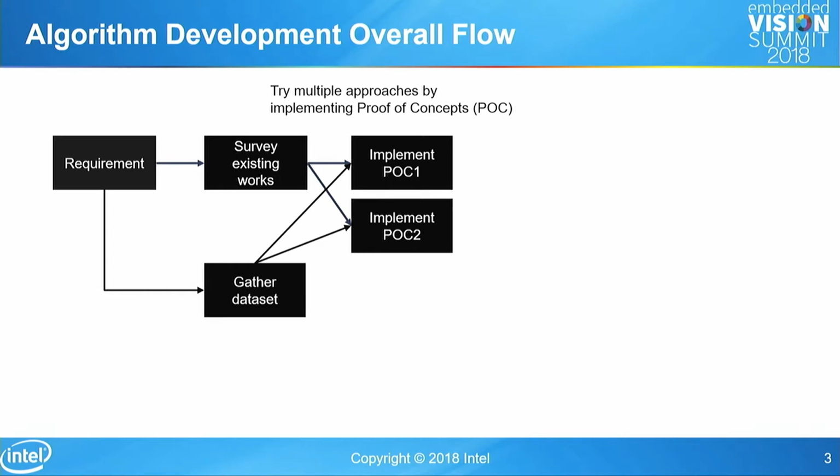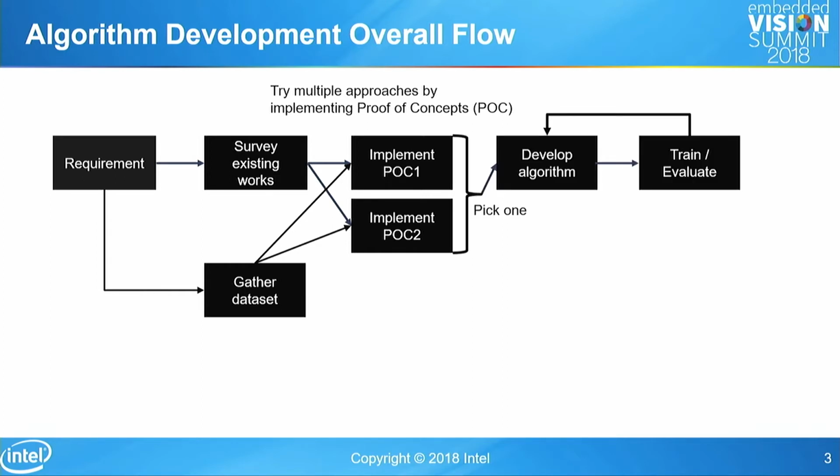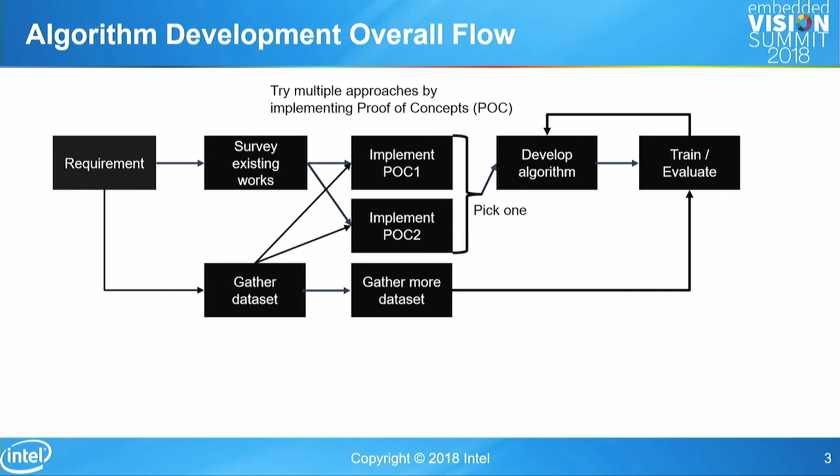After we understand the pros and cons of each approach, then we pick one. And based on that, we develop the algorithm. As you can see, it's a highly iterative process: develop, train, evaluate. And by this time, we realize we need a lot more data. So we continue to gather more datasets.